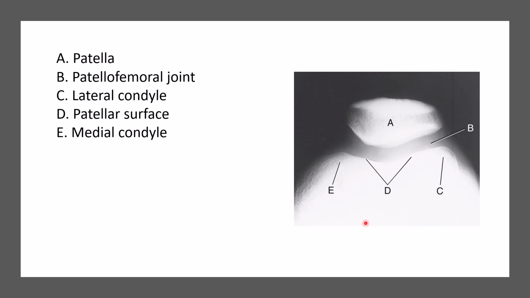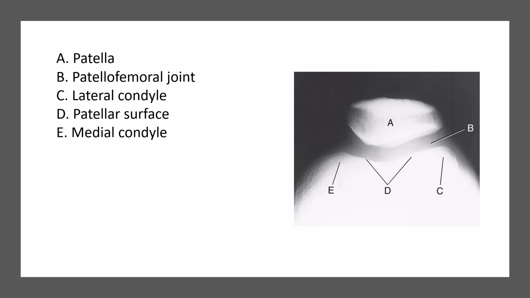When we look again, this is a sunrise view. So A represents the patella, B is the patellofemoral joint space, C is the lateral condyle, D is the patellar surface of the femur, and E is the medial condyle. Again, this is on page 222.